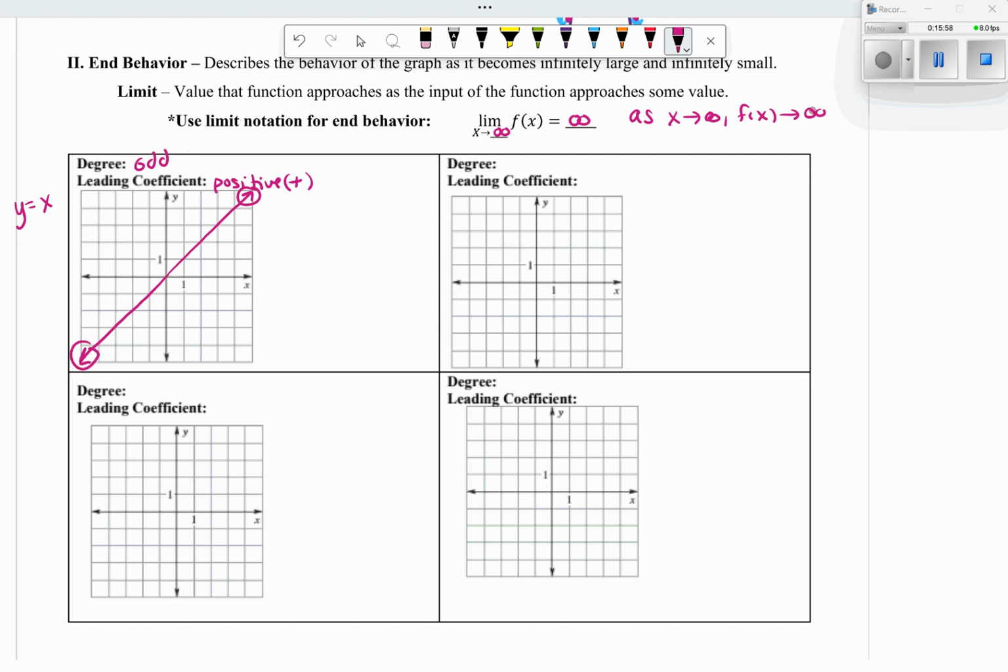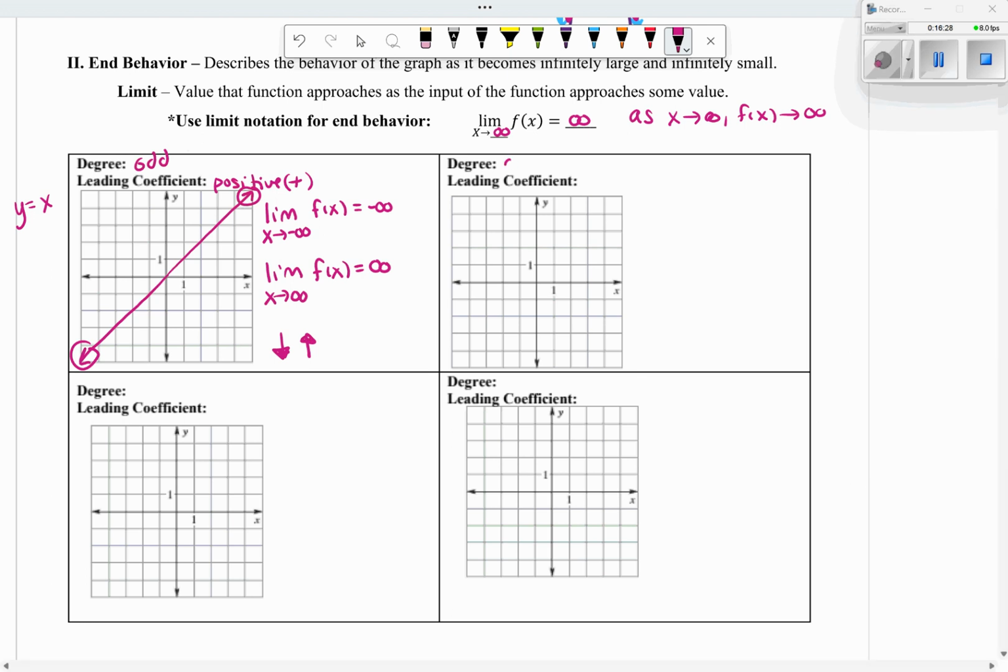So the way that we write this notation would be the limit as x approaches, let's do negative infinity first, negative infinity for your function is equal to negative infinity, just going down. And the limit as x approaches positive infinity for f of x is equal to infinity because the right end goes up. So the left end goes down and the right end goes up. So on the next one, same thing.